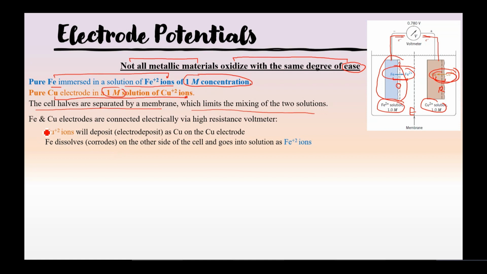So we have seen that as a result of this connection, copper ions will deposit as copper on the copper electrode, and iron would dissolve or corrode on the other side of the cell and go into the solution as Fe2+. Right. This is the overall reaction. Copper reducing, iron oxidizing.